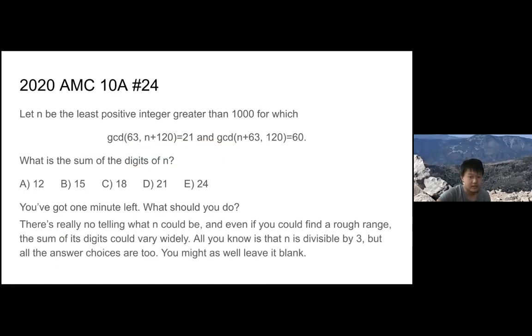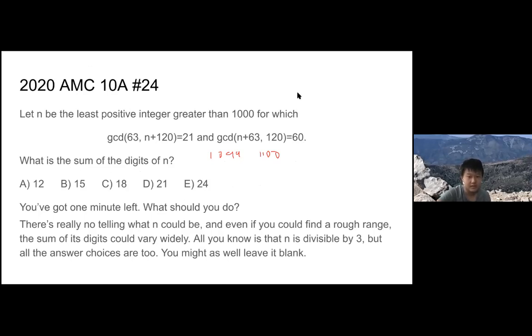If you could find a rough range... the sum of the digits can vary widely. Say from 1099 to 1100, the sum of their digits differs by 17, even though they only differ by 1. So there's really no way for you to guess what the sum of the digits is. You should probably leave it blank.